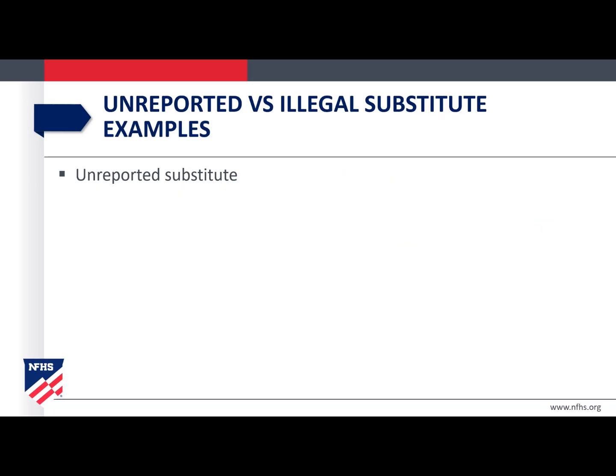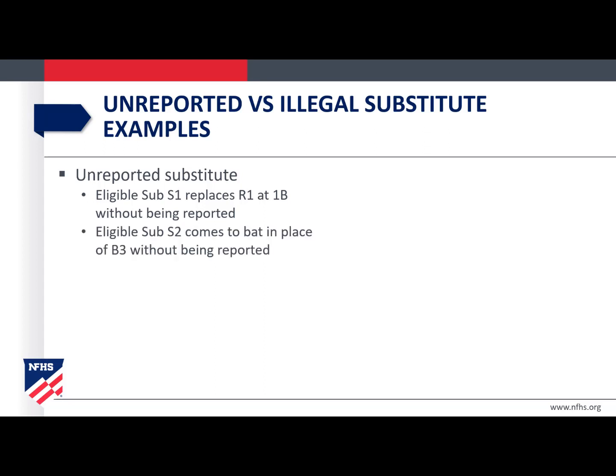Here are some examples of an unreported sub versus an illegal sub. Unreported substitute. Eligible sub, which we'll call S1, replaces the runner at first base, R1, without being reported. Eligible sub, S2, comes to bat in place of the batter in the third spot, or B3, without being reported.